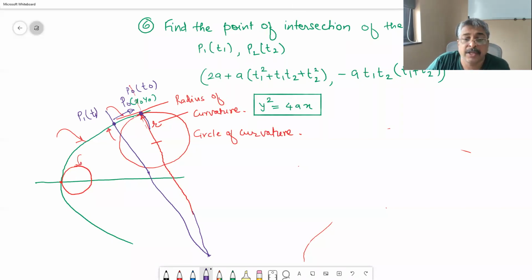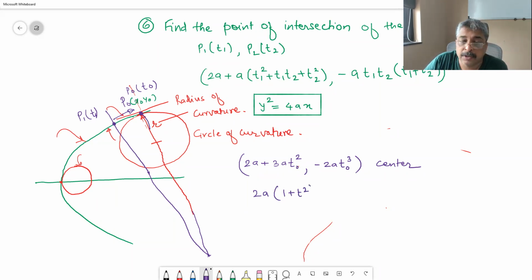The center of the circle of curvature is 2a plus 3a T naught square, minus 2a T naught cube. This is the center. It happens to be 2a (1 plus t square) raised to 3 by 2. You have to get this, because this answer is here, and this answer is here, as T2 goes to T1. T2 becomes T1. Do you get this?